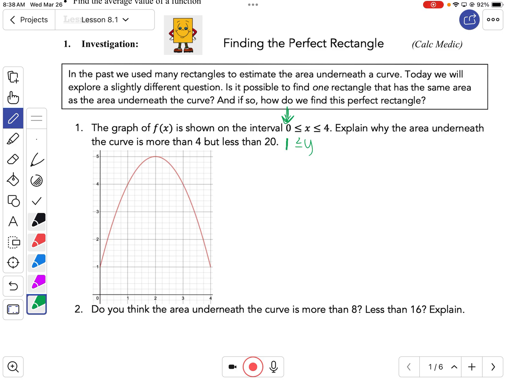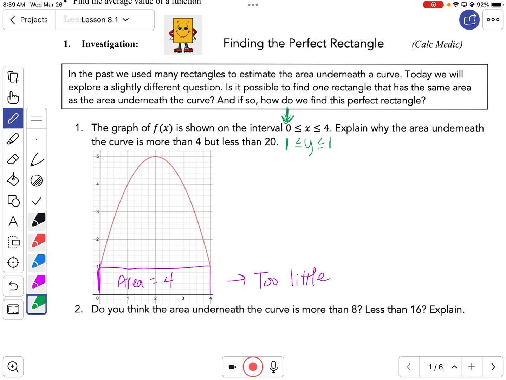And then we've got 4. And so again, we go back to that range of 4. Okay, so if we're looking at those y values there. But if we think about why would the area under the curve be more than 4 but less than 20? Well, an area of 4 would just be this one. Is that enough to encompass the area of the whole curve? No, okay? This is too little.